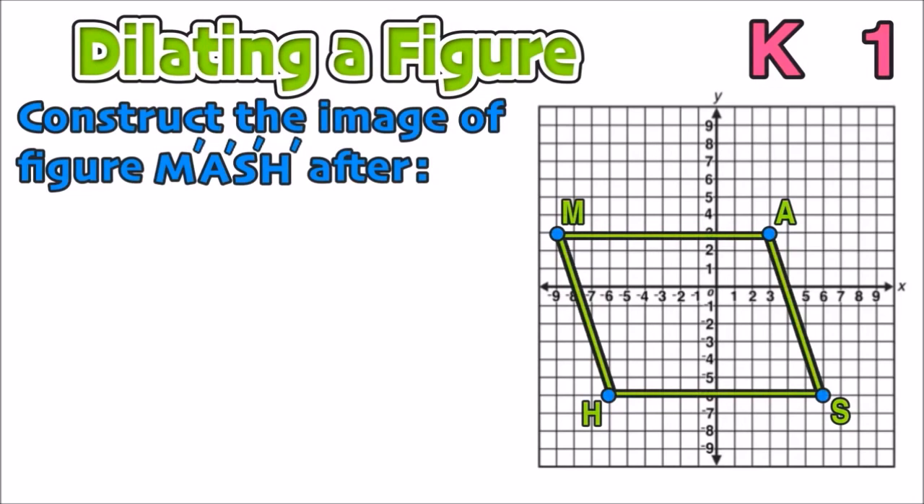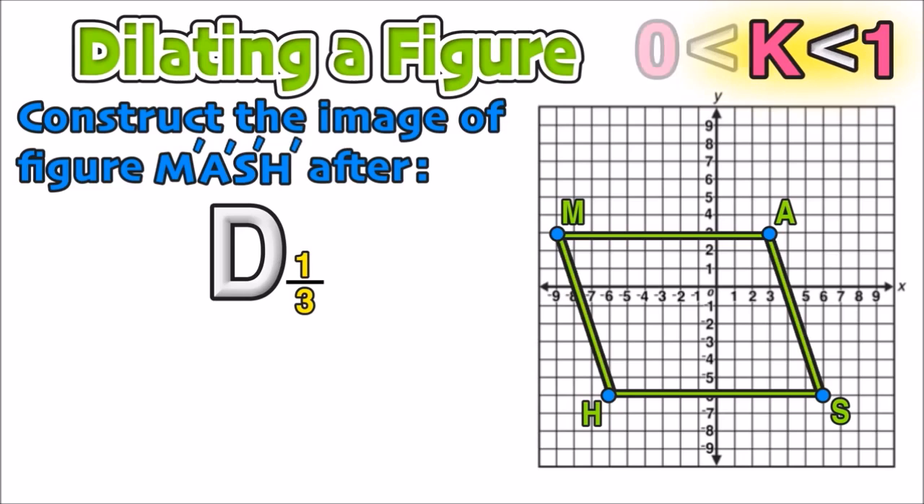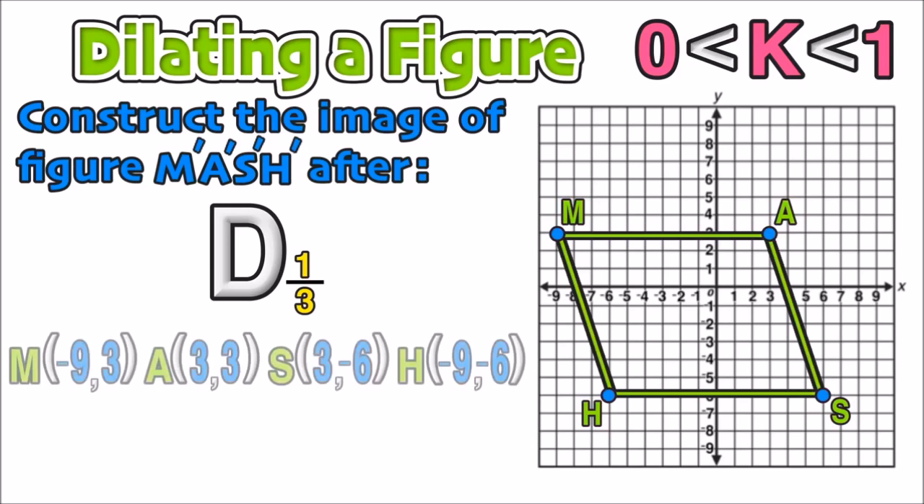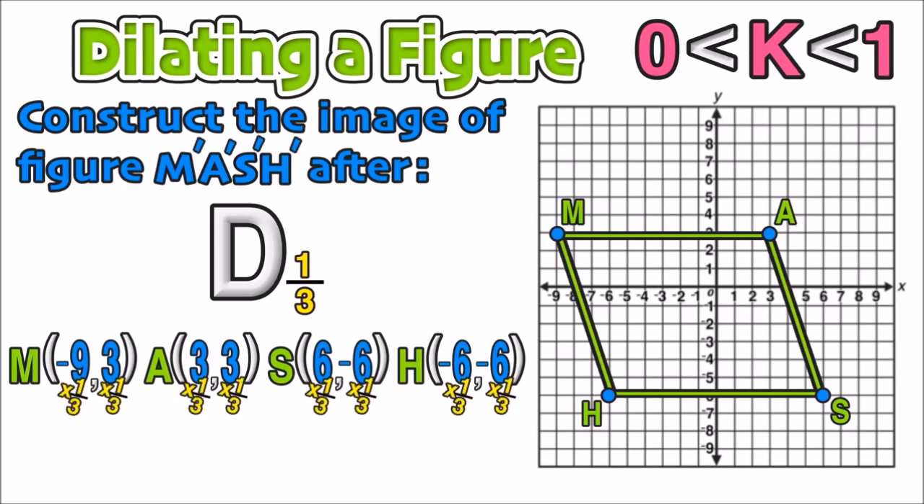For our second example, we are going to perform a dilation on a 4-sided figure. The scale factor for this figure is 1/3, and since 1/3 is less than 1, we know that the image is going to be shrunk down to 1/3 the size. We can start by writing down the coordinates of the vertices of M, A, S, and H. Then we'll take the scale factor of 1/3 and multiply it by the x and y value in each coordinate.